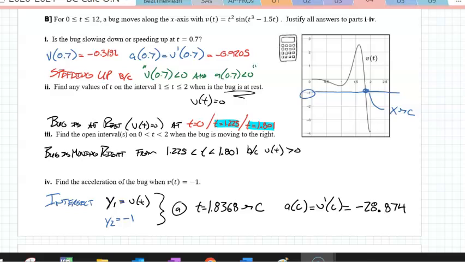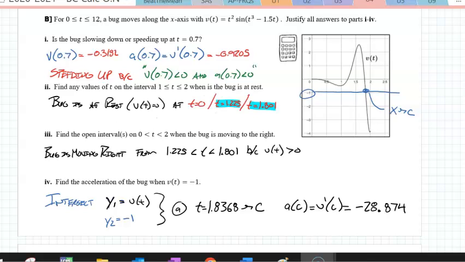All right, so how'd we do? Take a moment and check your answer, and maybe check in with a table partner to see how they're doing, whether they got the same answer, whether they need some additional assistance with a calculator. I would note the part 4 here, where we had to find the acceleration of the bug when the velocity equaled -1. Here we needed to go ahead and do an intersect on our calculator.